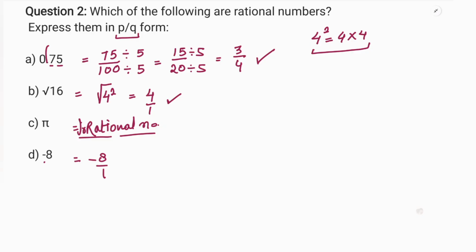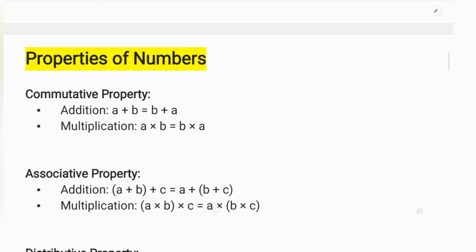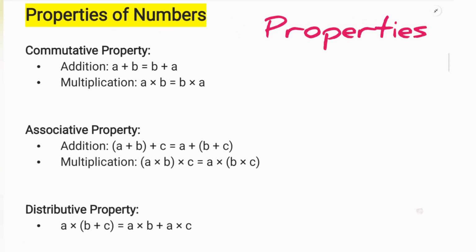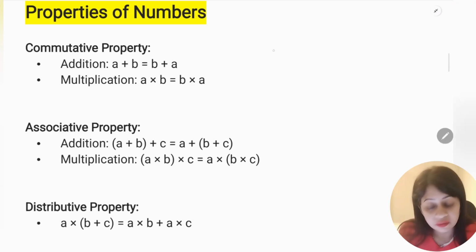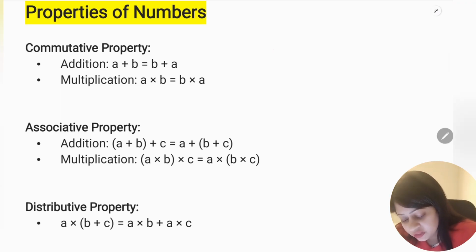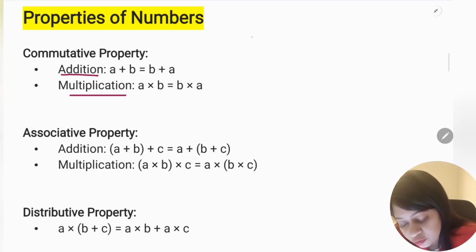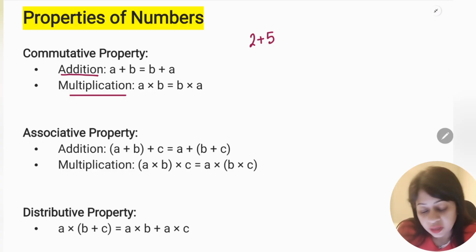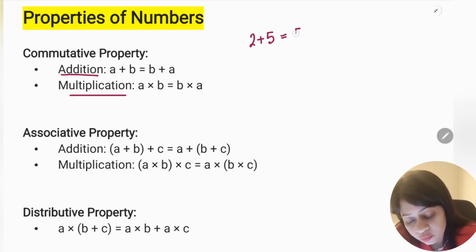After that, now we have properties of numbers. Whenever we have numbers, certain properties we can apply on them. We have the closure property, identity, and other properties as well, but here we are going to learn the commutative property first. What is the commutative property? We apply it on addition first and then multiplication. What does it want to say? It says that if I add 2 and 5, I write 2 plus 5, that will always be equal to 5 plus 2, right?